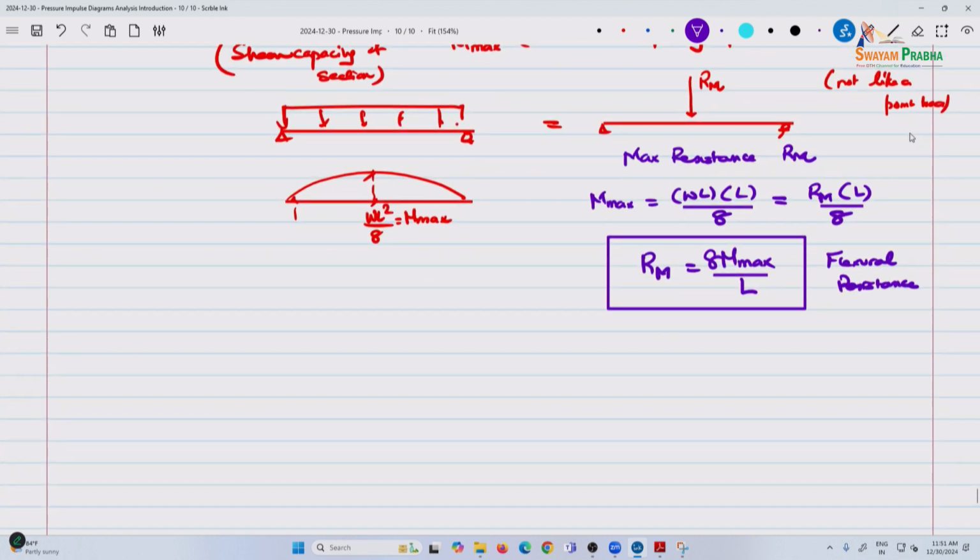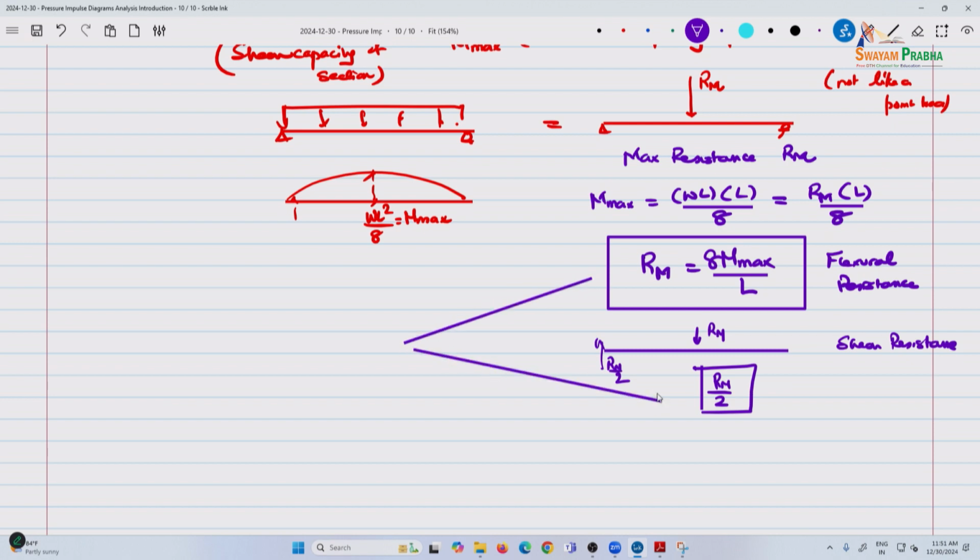And the shear resistance is, we assume this is Rm, and this is Rm over 2. So the shear resistance is Rm over 2, and then consider the lesser of the two resistances.